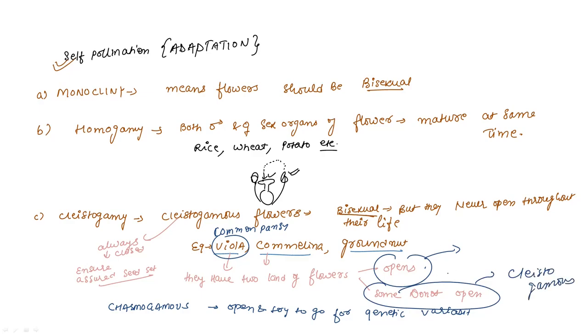cleistogamous flowers. The flower which does not open is the cleistogamous flower, and the flower which opens is known as what, chasmogamous flower. Okay, so why do some flowers open? Just because genetic variability is quite important, right? So that's what we discussed about self pollination.